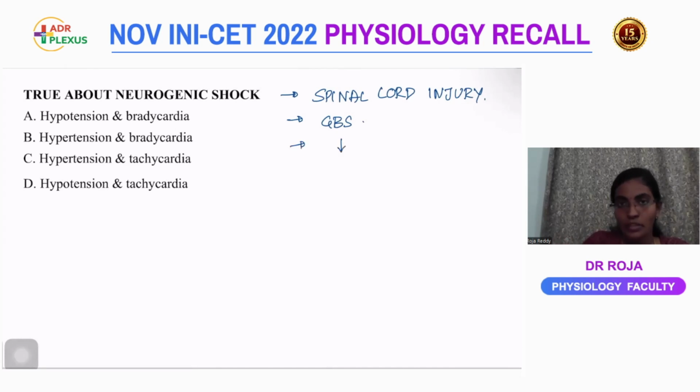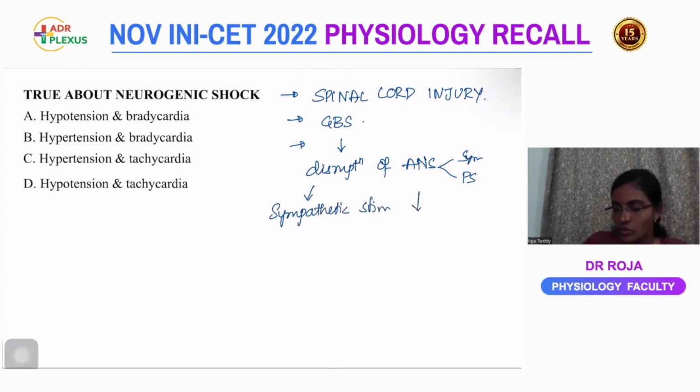So what will happen in these conditions where spinal cord injury is seen? There will be disruption of the autonomic nervous system. Now we know that the autonomic nervous system has sympathetic and parasympathetic limbs. So in this particular condition, the sympathetic stimulation will be reduced and overactivity of the parasympathetic system is seen.